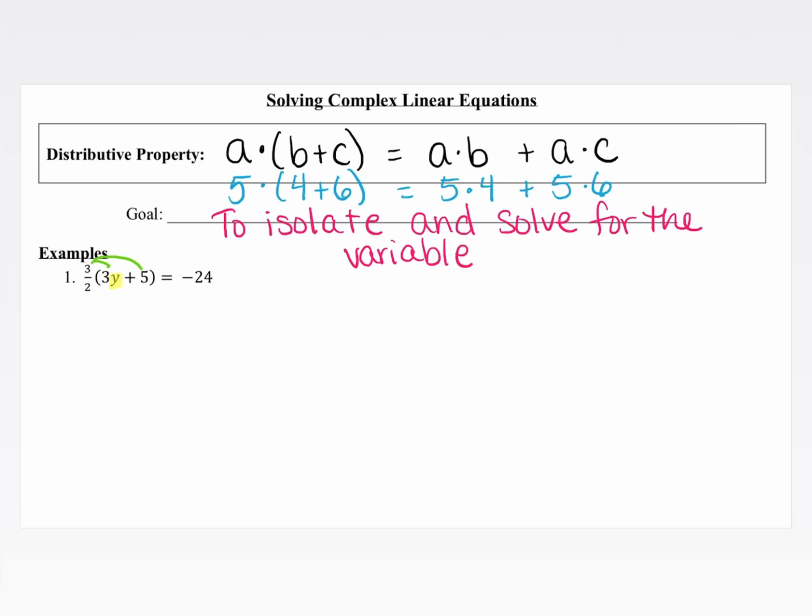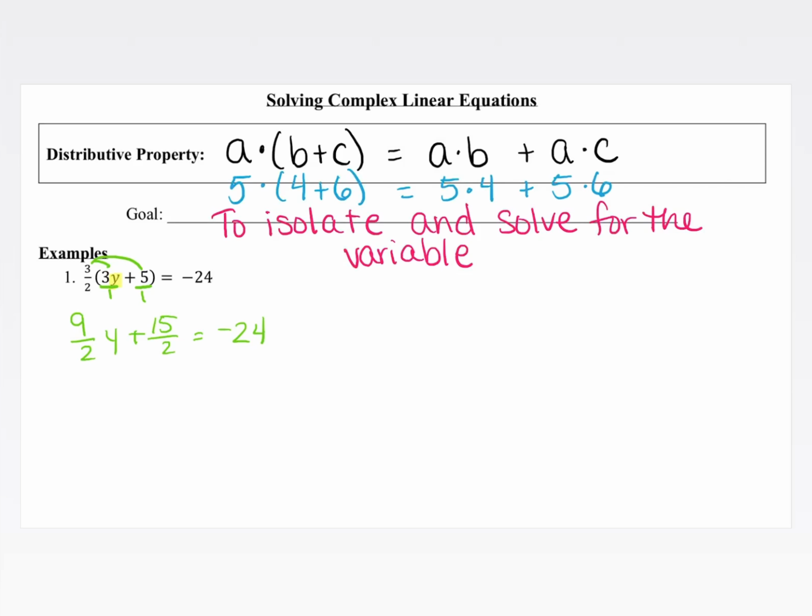Now this is really 3y over 1 and 5, just 5 over 1. Once we apply that, we get 3/2 times 3 over 1 y, which is the same thing as 9/2 y. And this y would be in the numerator, or you can put it to the side, because remember, there is an actual multiplication dot right there. It's just sometimes we don't always write it. And then 3/2 times 5 over 1 is the same thing as 15/2. And this is all equal to negative 24.